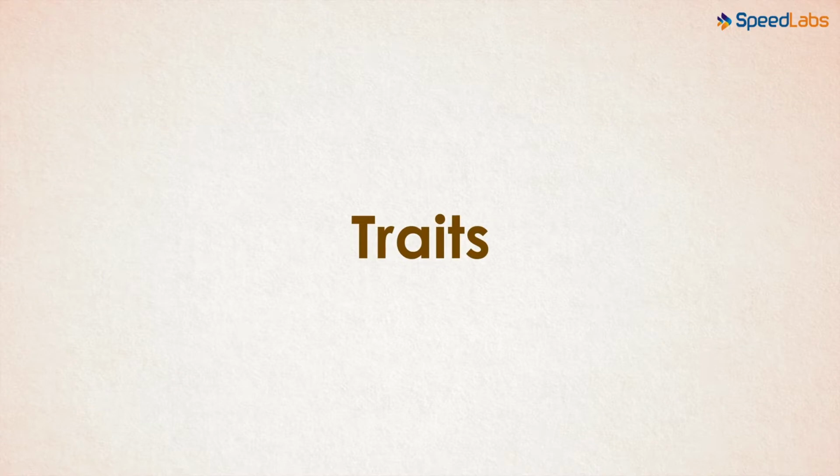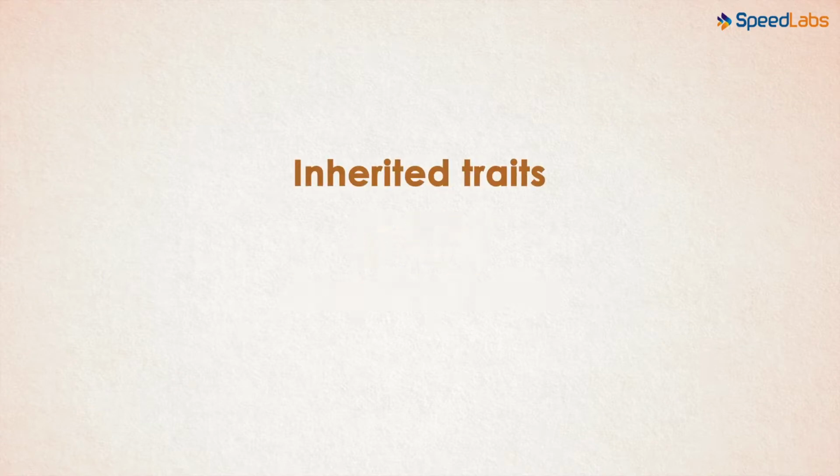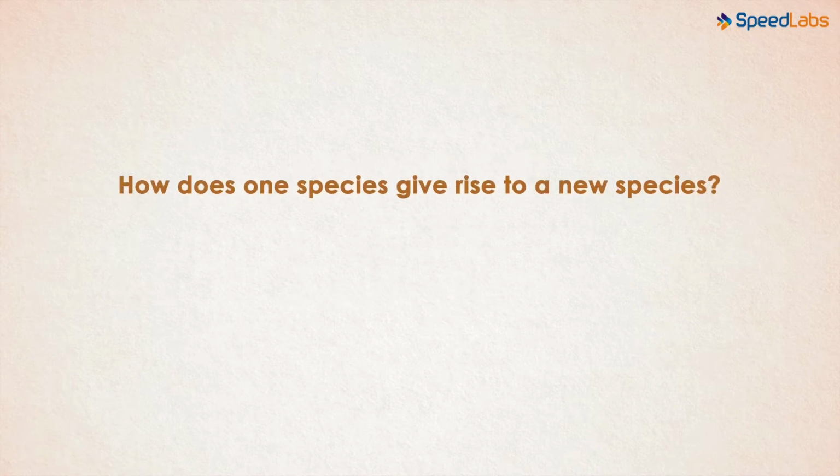In our last video, we looked at two types of traits. Can you recollect their names? Inherited and acquired traits, right? Do you think inherited traits remain constant? How does one species give rise to a new species?